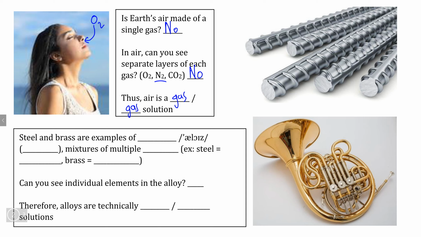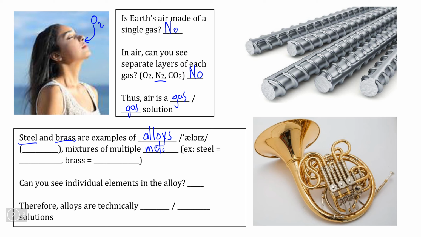Now, getting close to a topic that is near and dear to my heart, hence the French horn here, if we consider these two metals here, the French horn is an example of a brass instrument named after the type of metal out of which it's made, and these coils here are examples of the most common alloy on Earth, steel.